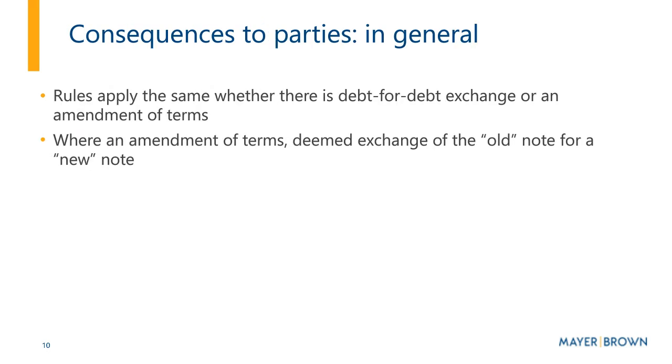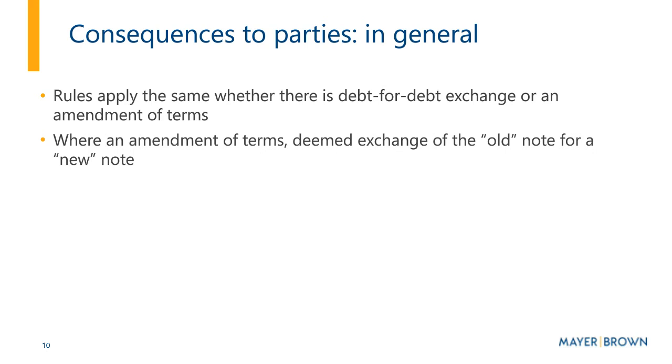So now we're moving on to the consequences to the parties. You have fresh in your mind what kind of change can result in a significant modification. And let's just assume now that there has been one. So what happens next? In the case of a debt for debt exchange, then you're treated as exchanging the two instruments. And in the case of an amendment of terms that results in a significant modification, there's a deemed exchange, which is treated as the old debt instrument exchanged for a new debt instrument. And that is deemed to be the case under the regulations.